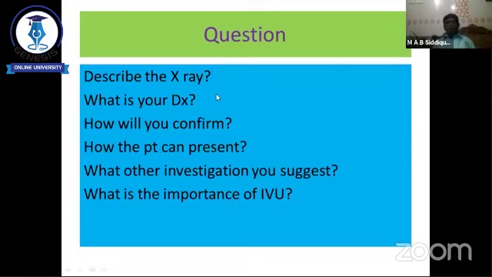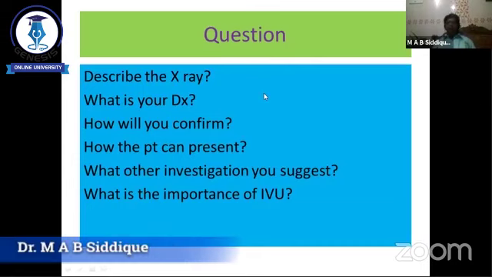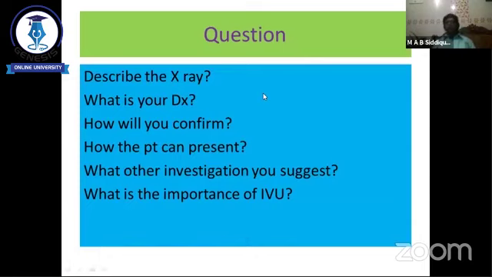What is your diagnosis? It is very difficult to give a single word. But you mention that it may be a renal stone, or you may mention renal stone, gallstone, pancreatic stone. You may mention the three of these. How will you confirm? This is a very common question. How will you confirm this X-ray?